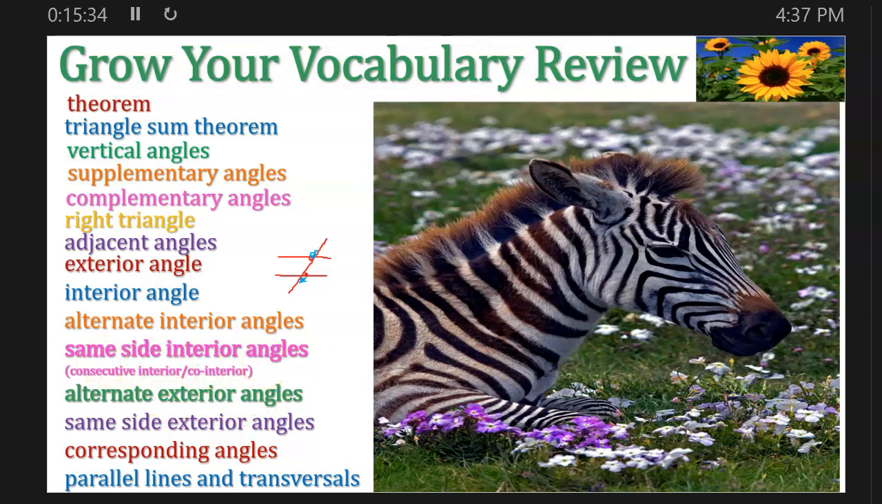Same side interior angles would be like these green ones I'm about to draw. They're on the same side of the transversal. And it's just like this red one. I'm just going to color over it with green now. So these two are inside, same side of the transversal, but inside the parallel lines.